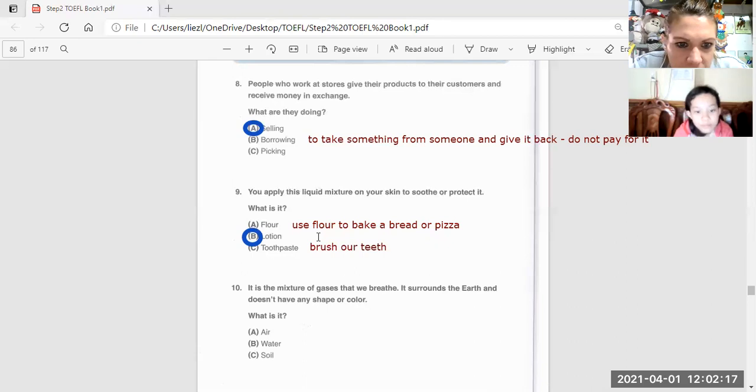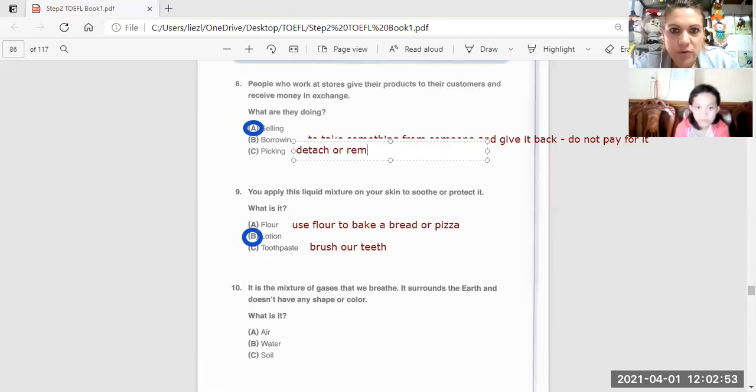Okay, number 10. This is a mixture of gases that surrounds the earth and doesn't have any shape or color. Okay, what is that? I think it's number A, air. Air, yes. Okay, picking is either detaching or removing something.